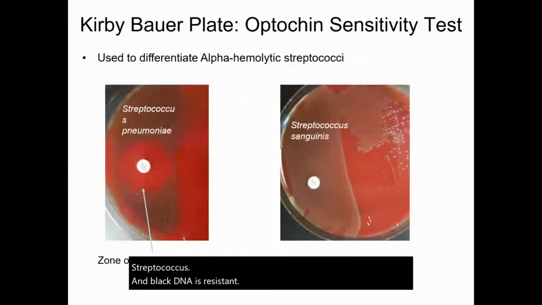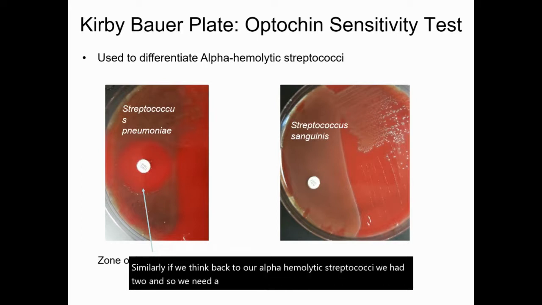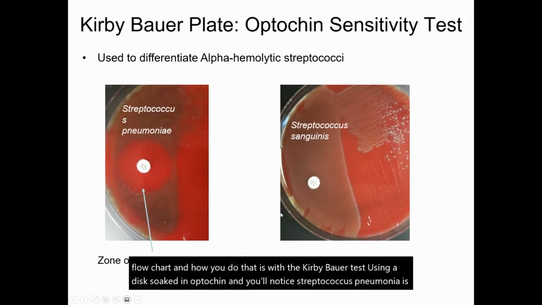Similarly, if we think back to our alpha hemolytic streptococci, we had two, and so we need a way to further differentiate them, right, for our flowchart. And how you do that is with the Kirby Bauer test using a disc soaked in optochin. And you'll notice Streptococcus pneumoniae is susceptible and Streptococcus sanguinis is resistant.